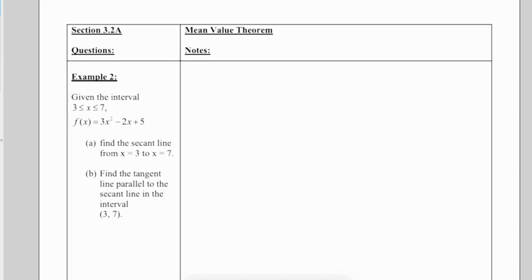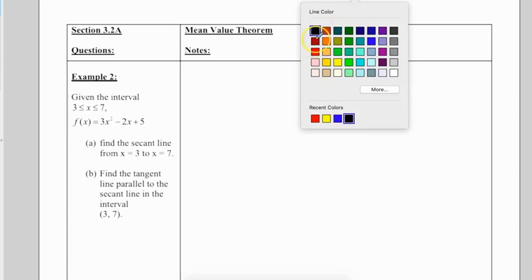So here we are given the interval 3 to 7, and we're given our function f of x is equal to 3x squared minus 2x plus 5. First thing we're going to do is find the secant line from x equals 3 to x equals 7. So basically, I'm going to just sketch out this graph.